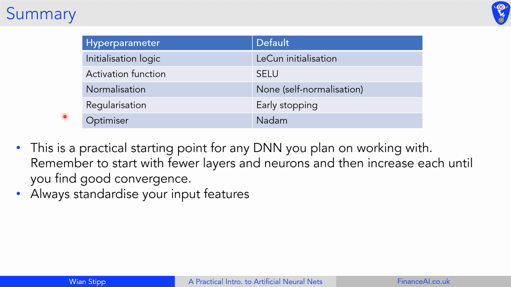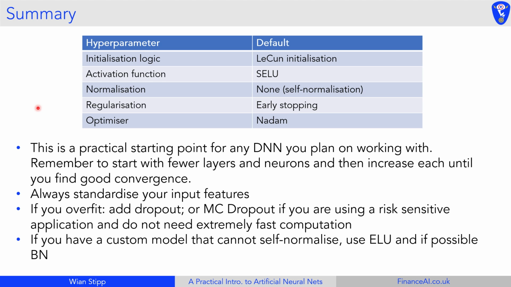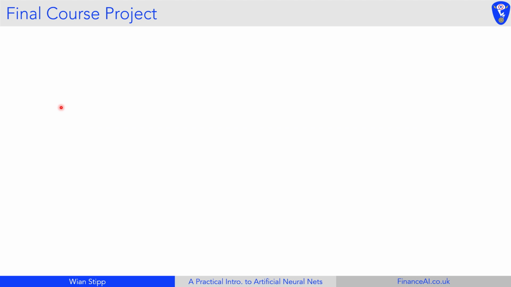Always standardize your input features. This is, of course, a condition for the self-normalizing. If you start to overfit, use dropout or Monte Carlo dropout, in particular if you don't need extremely fast computation at test time for the Monte Carlo dropout. If you have a custom model that cannot self-normalize, consider using exponential linear unit instead of the scaled exponential linear unit. And if possible, batch normalization.